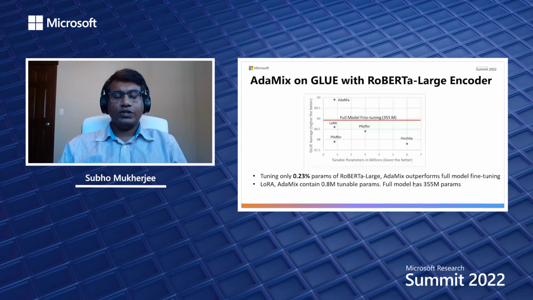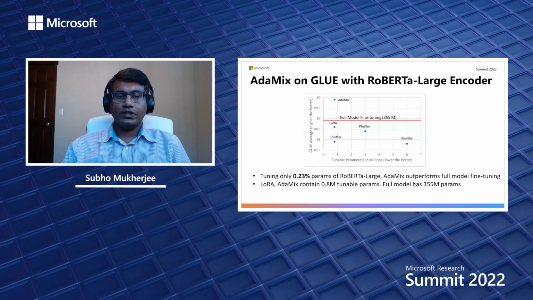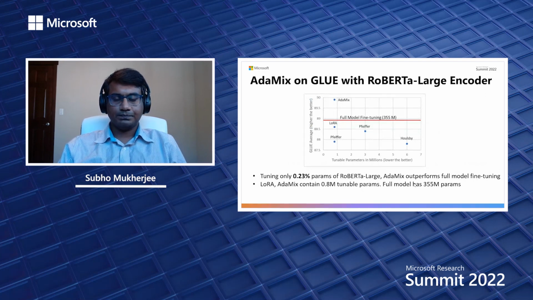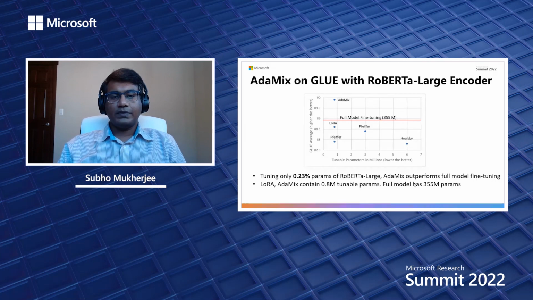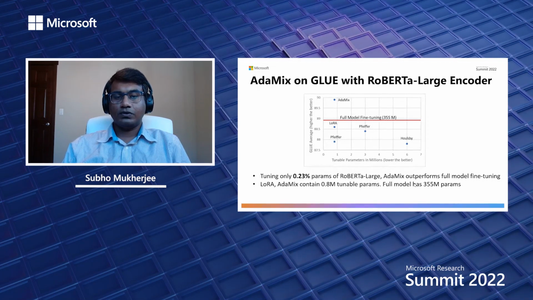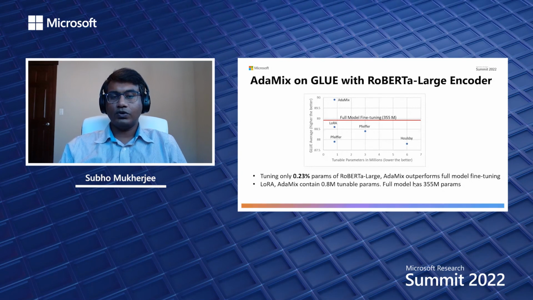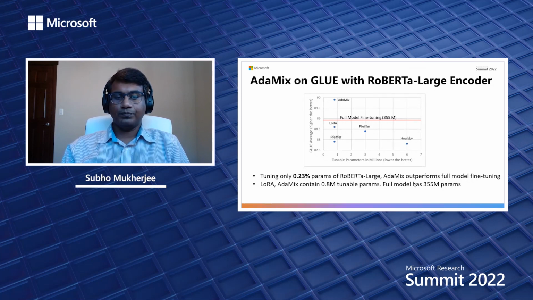Here on the x-axis, we show the number of tunable parameters of different parameter-efficient tuning approaches. On the y-axis, we show the GLUE average performance. The red line shows the full model tuning performance, where we use the RoBERTa large encoder, which has 355 million parameters. We observe that AdaMix is the first parameter-efficient tuning approach which outperforms the full model tuning performance while using only 0.8 million tunable parameters, which is almost 0.23% of the parameters of the large language model.